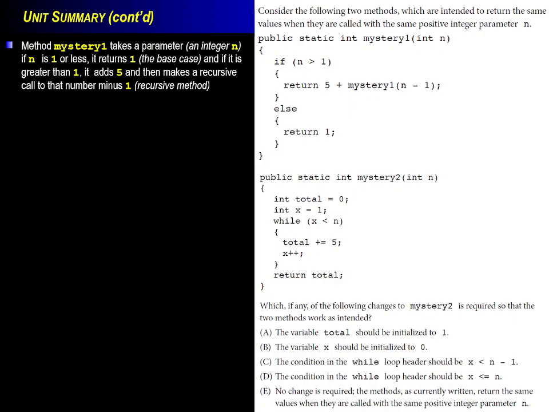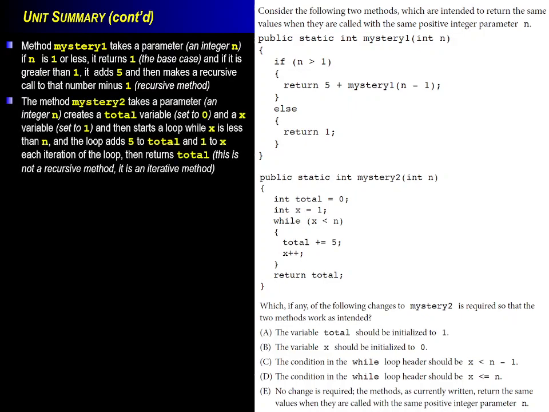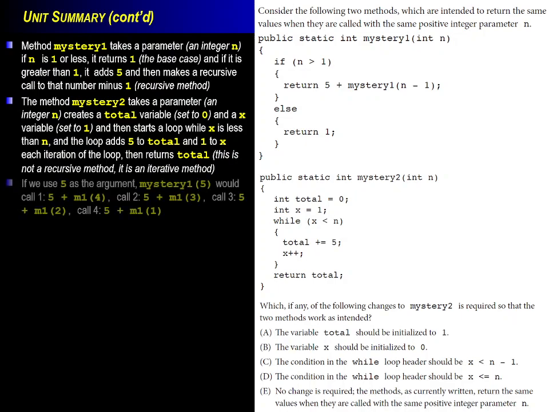Method Mystery 1 takes a parameter, the integer n, and if n is 1 or less, it returns 1. That's our base case. And if it's greater than 1, it adds 5 to it and makes a recursive call to that number minus 1. The method Mystery 2 also takes integer n as a parameter, but it creates a total variable set to 0, an x variable set to 1, and then loops while x is less than n. Inside the loop, it adds 5 to the total, and it adds 1 to x through every iteration. And then at the very end, it returns the total.